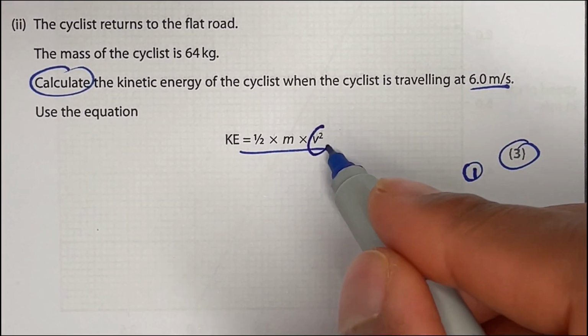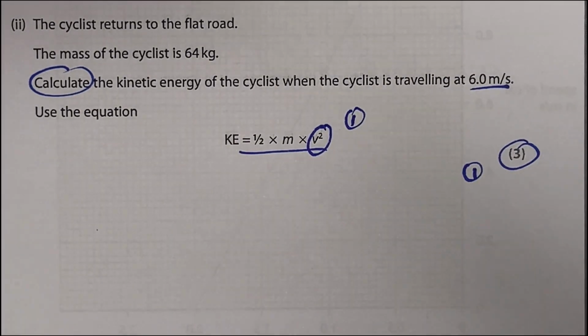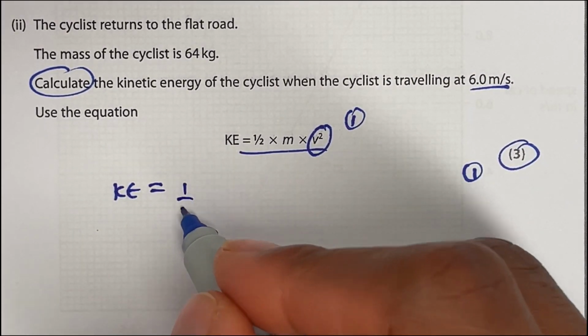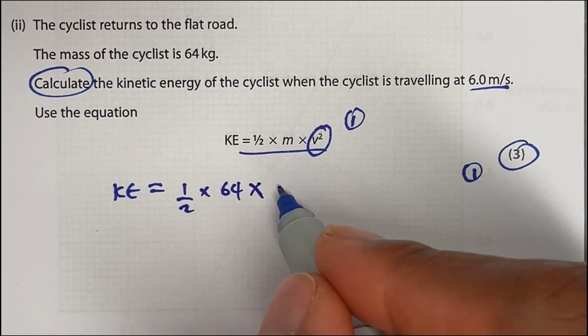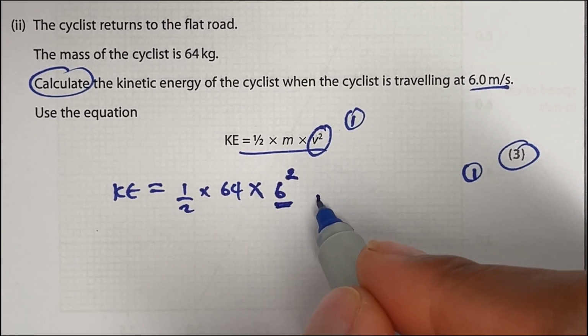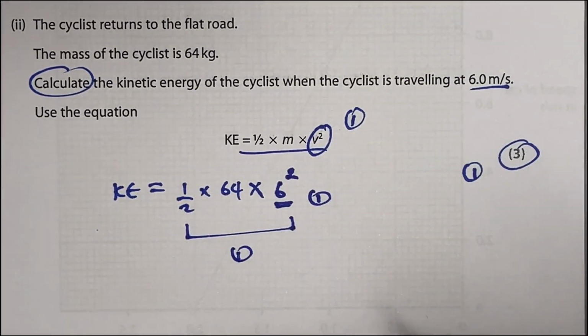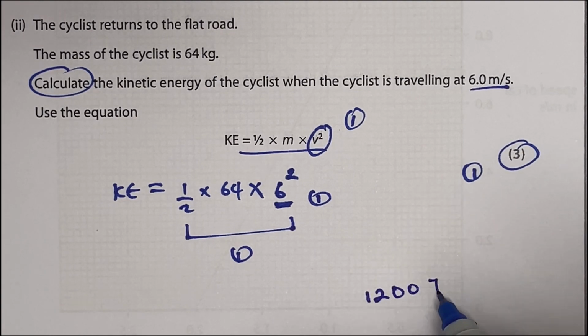And I know if I use the v squared, that will get me 1 mark. So KE would be half times 64 times 6 squared. This gets me 1 mark already. Doing that gets me 1 mark. So my answer would be 1200 joules.